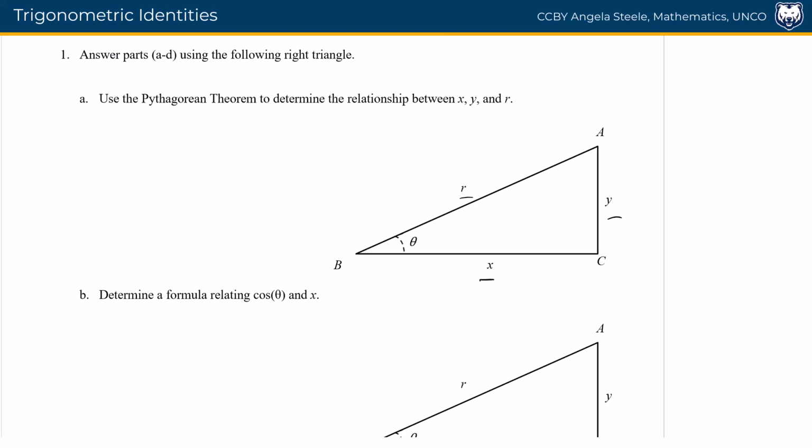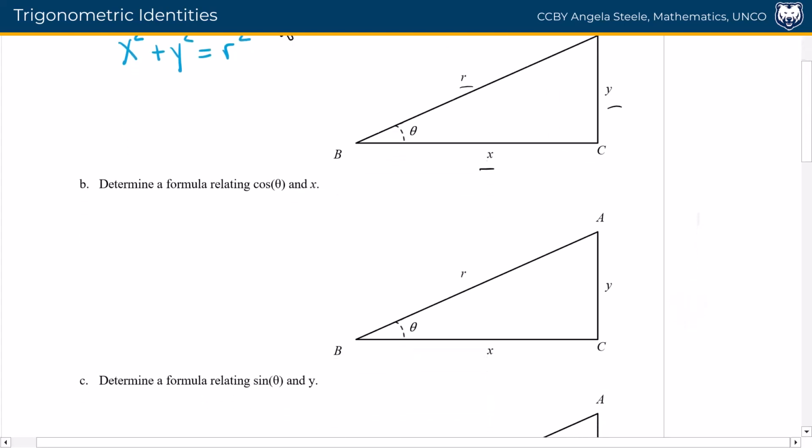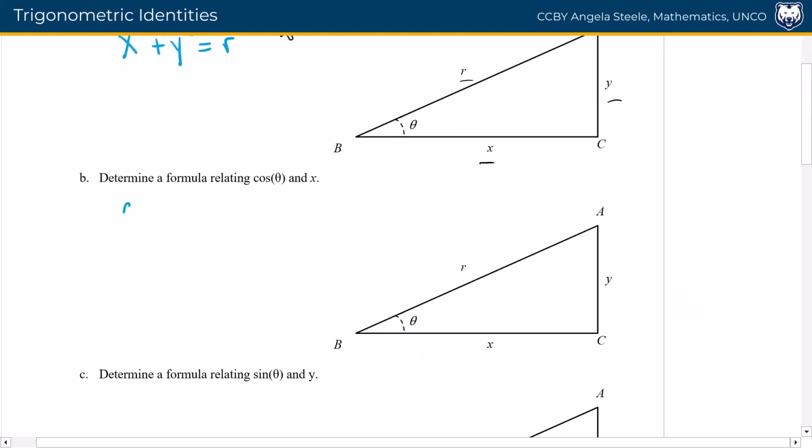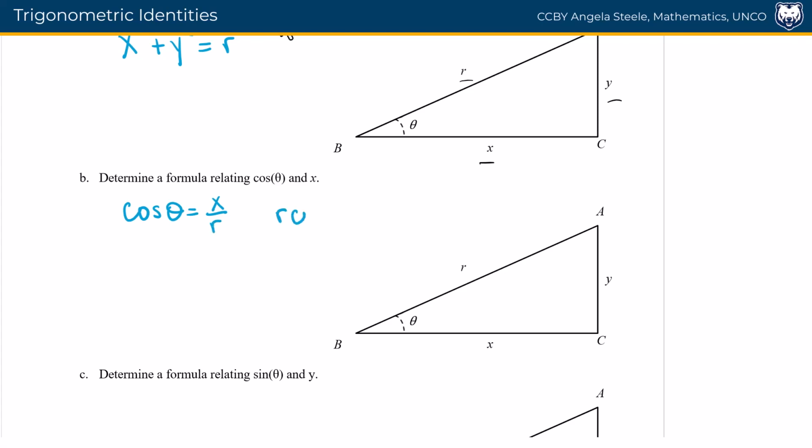And so that relationship is going to be x squared plus y squared equals r squared. And then part B, it says determine a formula relating cosine theta and x. So remember that cosine of theta is equal to x divided by r. We typically saw it a lot as r cosine theta is equal to x for that horizontal distance. If we wanted to connect it back to the triangles, if this is our angle, the cosine would be the adjacent over the hypotenuse. So we still get that same idea, x divided by r.